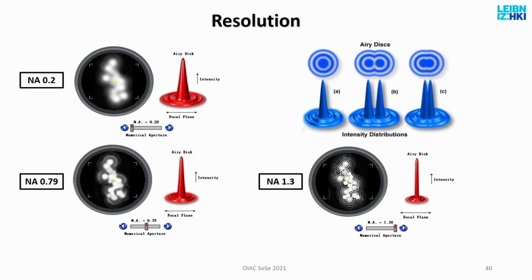And this is the optical resolution. This is the numerical aperture. So if I have a lens with numerical aperture 0.2, then I have a big Airy pattern, versus 0.8, 1.3. This is why the numerical aperture matters so much. And that's the most important measure of the quality of the lens.